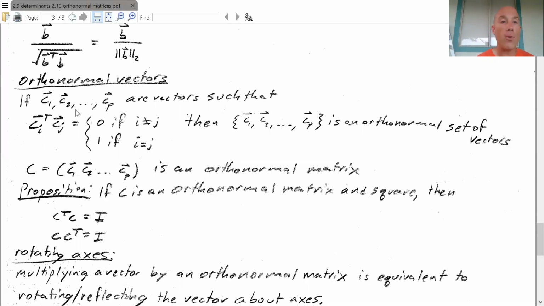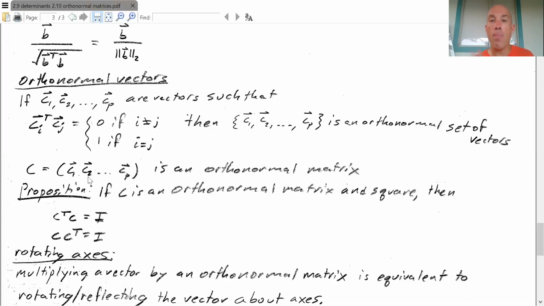An orthonormal vector set is where I have a bunch of vectors, and when I take the dot product, either I get 0 or I get 1. I get 0 if they're not the same, and I get 1 if they are the same, because then that is the norm squared. So if somebody hands me a bunch of vectors with this property, where I get 0 or 1 from the dot product of the i's and j's, then that set of vectors is called an orthonormal set. Ortho means they're perpendicular to each other: any two I grab are perpendicular as long as they're not the same, and the length of each one is 1.